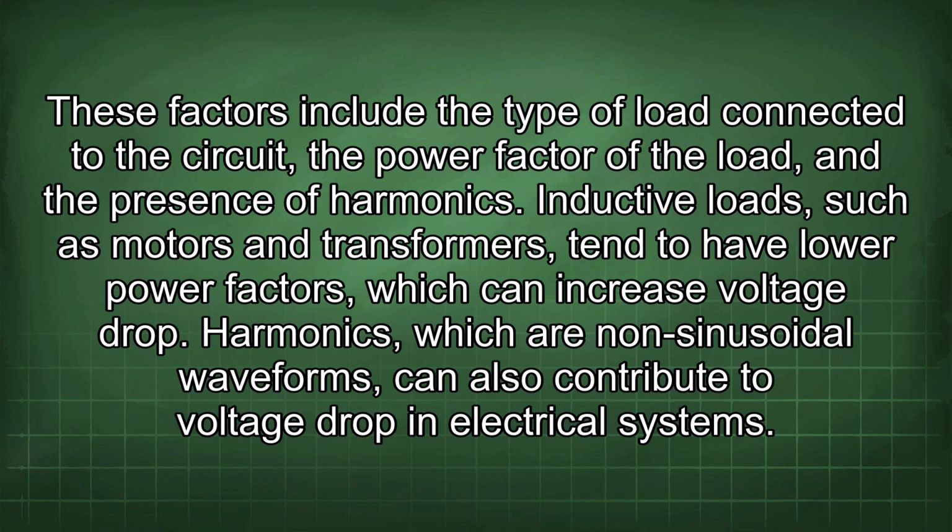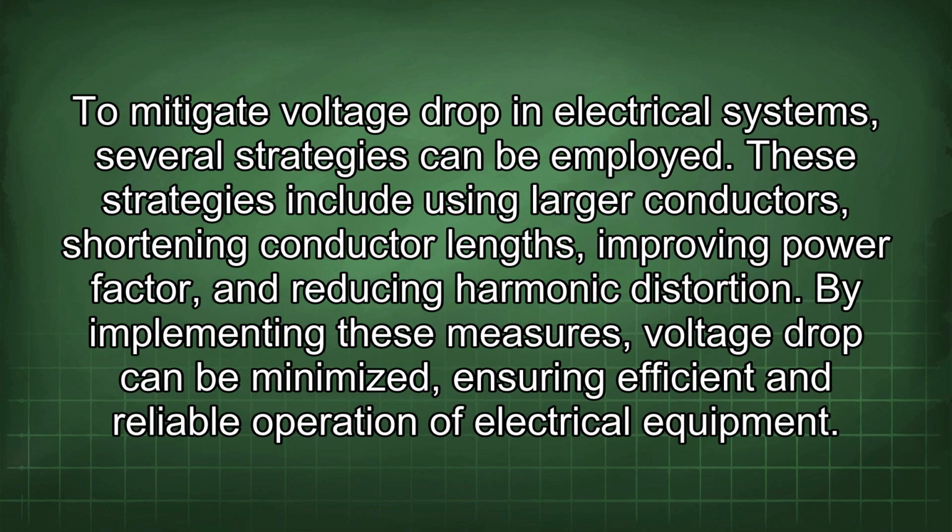In addition to conductor size, other factors can influence voltage drop in electrical systems. These factors include the type of load connected to the circuit, the power factor of the load, and the presence of harmonics. Inductive loads, such as motors and transformers, tend to have lower power factors, which can increase voltage drop. Harmonics, which are non-sinusoidal waveforms, can also contribute to voltage drop in electrical systems. To mitigate voltage drop, several strategies can be employed, including using larger conductors, shortening conductor lengths, improving power factor, and reducing harmonic distortion. By implementing these measures, voltage drop can be minimized, ensuring efficient and reliable operation of electrical equipment.